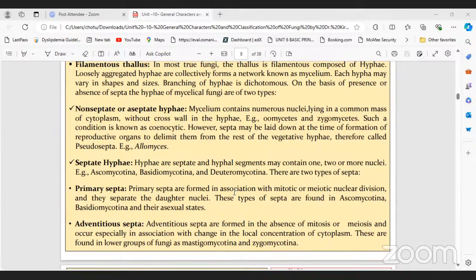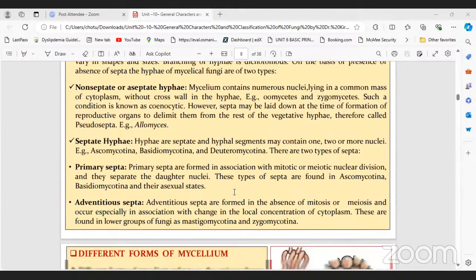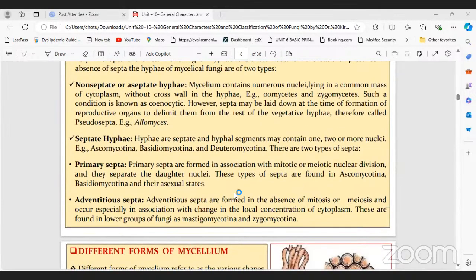Okay. Next one, secondary septae. What are the secondary septae? Secondary septae are formed in association with mitotic and meiotic nuclear division, and they separate the daughter nuclei. This type of septae is found in both Asco and Basidiomycotina.